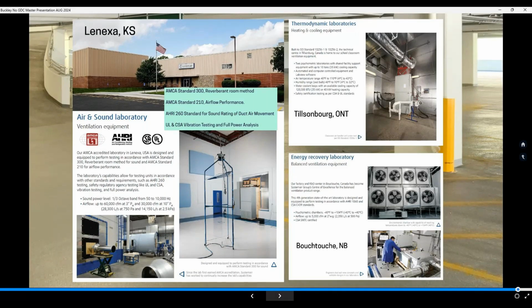But rounding out our strength of engineering and manufacturing here in the US and Canada for the North American region, we have manufacturing and engineering for our thermodynamics, heating and cooling equipment in Tillsonburg, Ontario, Canada, which is not far into Canada from Detroit. And we have engineering and manufacturing for our energy recovery equipment in Bathurst, New Brunswick, Canada.